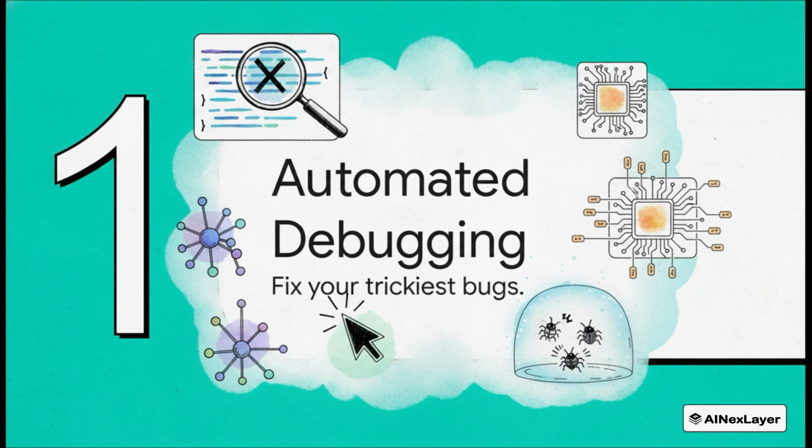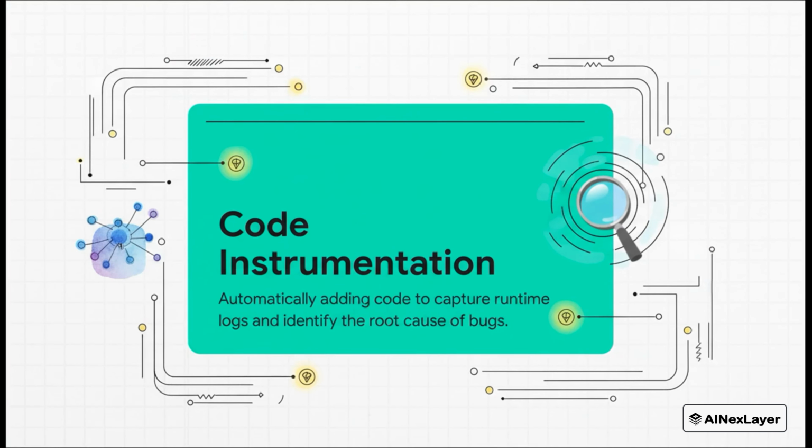First up, let's talk about a feature that tackles every developer's favorite nightmare, debugging. Cursor's new debug mode is designed to automate the whole painful process, from sniffing out the root cause of a bug to actually fixing it and making sure the fix works. So how in the world does it do that?